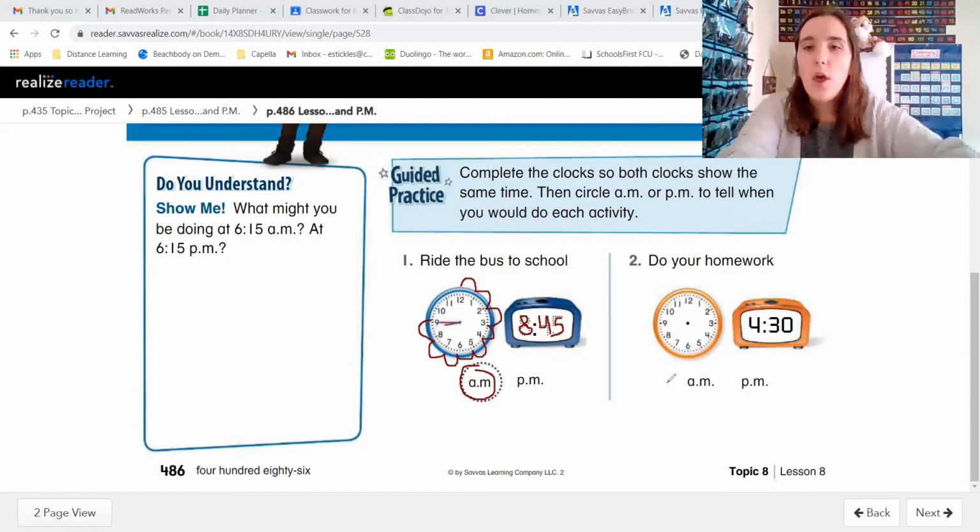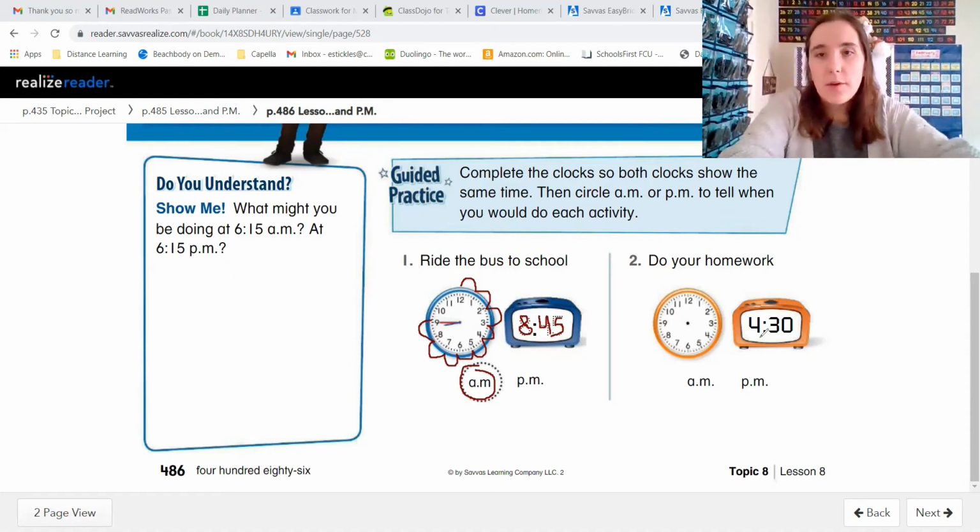Let's look at number two. Well, our digital clock is showing 4:30, so we need to draw that onto our analog clock. Let's do our hour hand first. We're in the 4 o'clock hour, so we need to point our hour hand in between the 4 and the 5. Remember, the hour hand is shorter, so don't make it too long. And I'm just going to point it between the 4 and the 5.